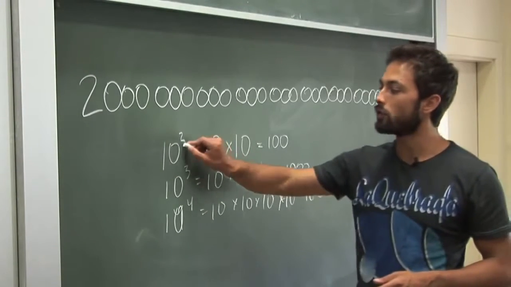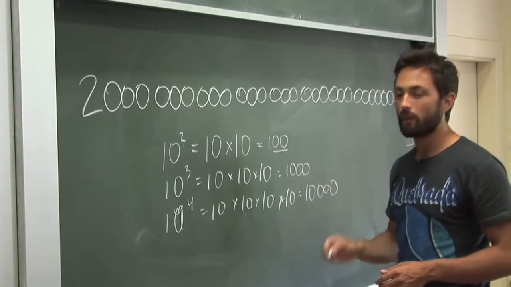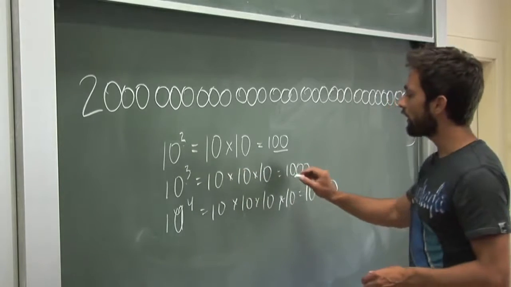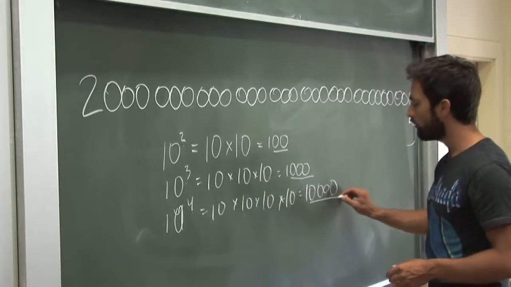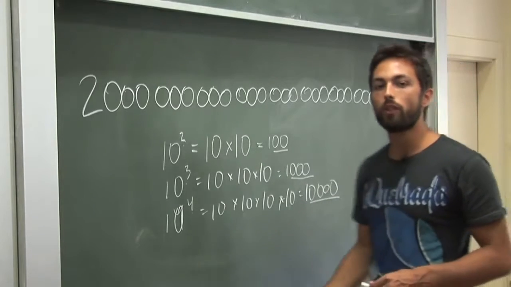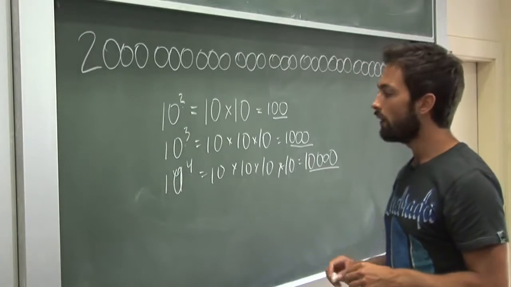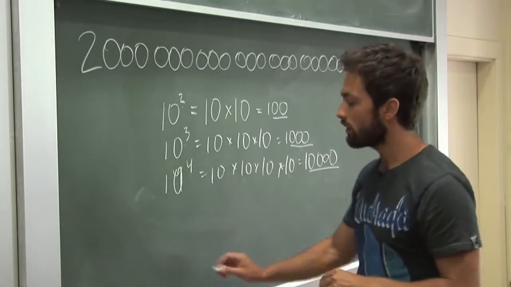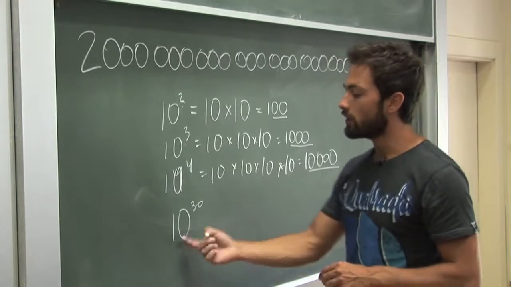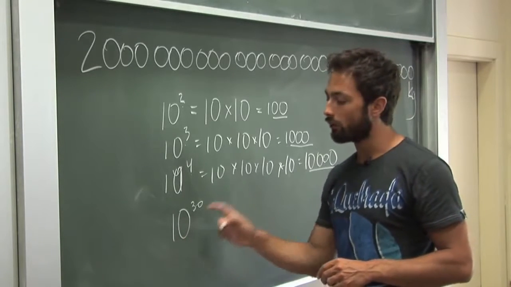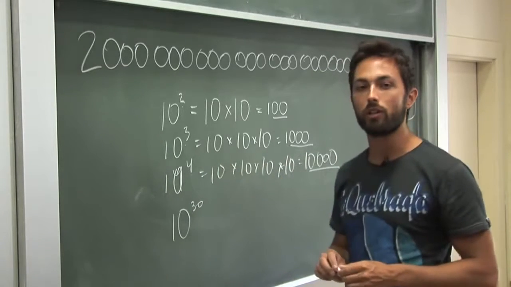So you should notice a pattern developing. When it's 10 to the power of 2, our final answer has a 1 followed by two zeros. When it's 10 to the power of 3, a 1 followed by three zeros. 10 to the power of 4, again, four zeros. So if we wanted to represent the mass of the sun in scientific notation, we would need 30 zeros. So we represent that using 10 to the power of 30. This means we're multiplying 10 by itself 30 times, which gives us a 1 followed by 30 zeros.